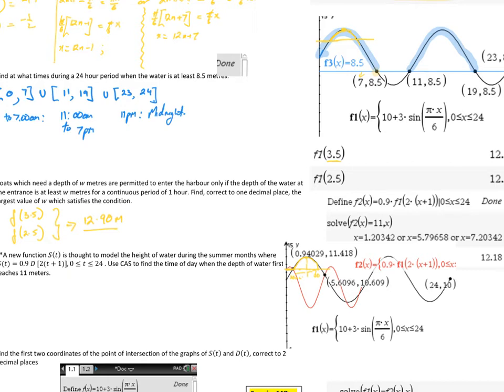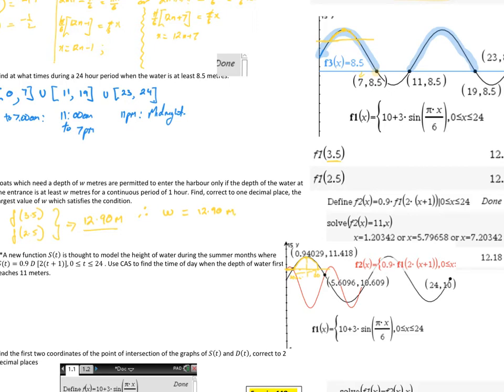So the largest depth of water we can have is W equal to 12.9 meters deep.